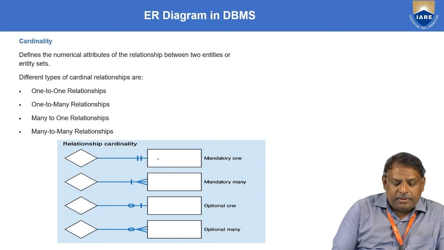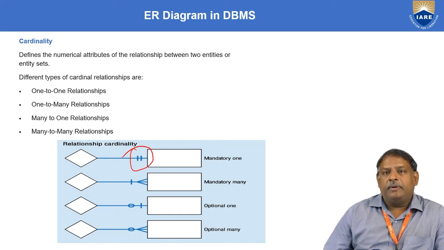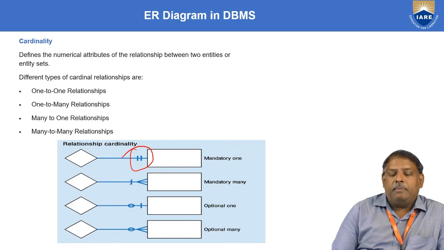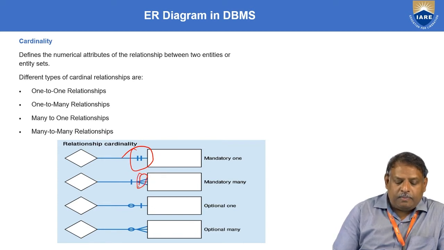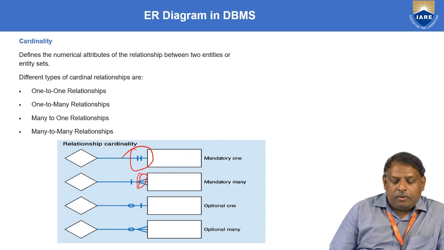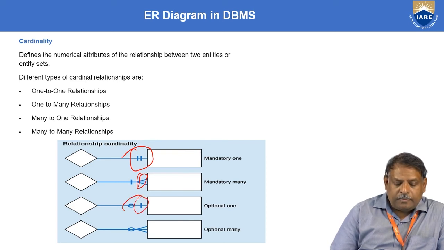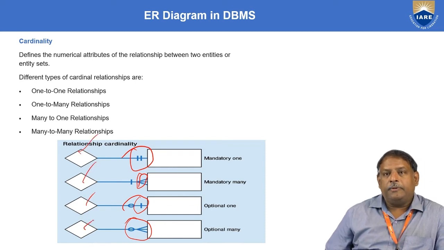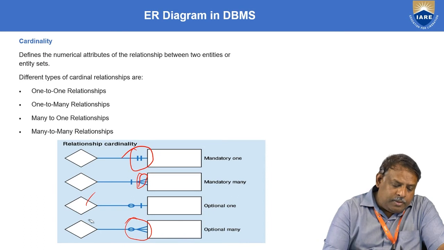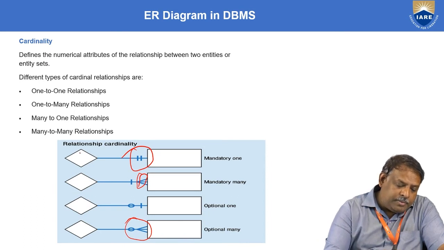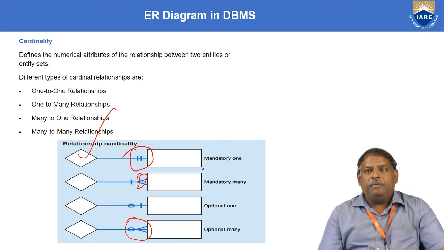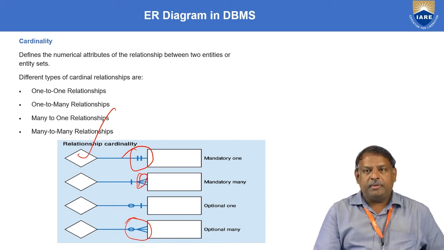When it is mandatory one, this is how we represent it. When it is mandatory many, this is how. An optional one is like this. An optional many is like this. These are all entities. These are the relationships. And if it is mandatory one, it is like this symbol. If it is mandatory many, it is represented like this.